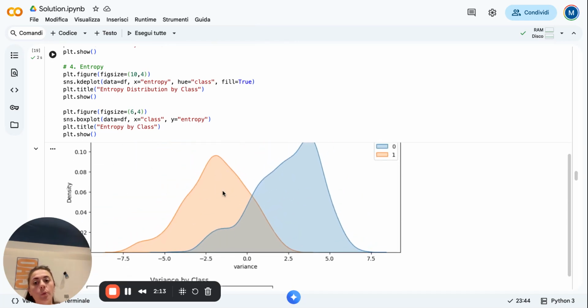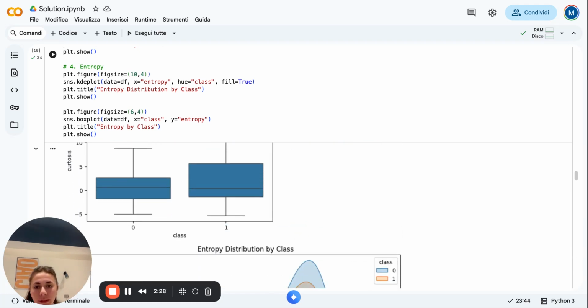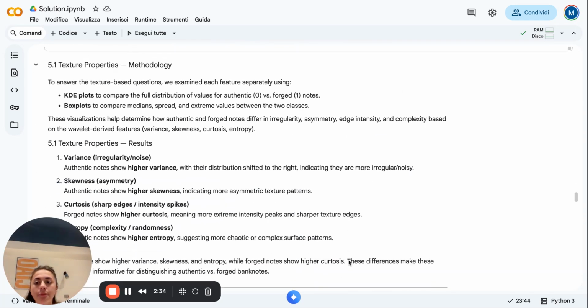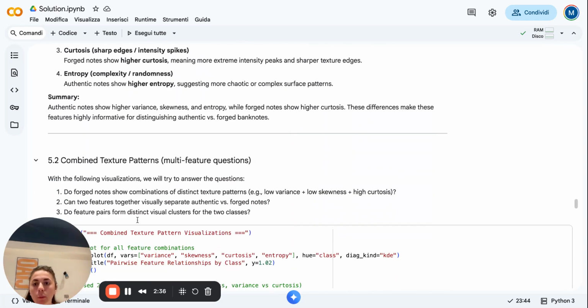For example, here we have the one of the variance. As we can see, it is a strong predictor. The two, let's say, mountains are very separated, which indicates that the banknotes are most likely true. And here, for example, with the entropy, it's exactly the opposite. The two mountains are merged. So that's everything that we got.